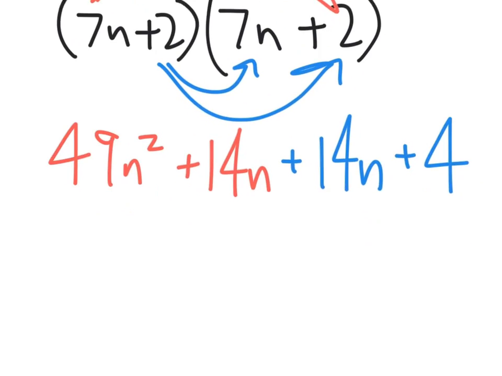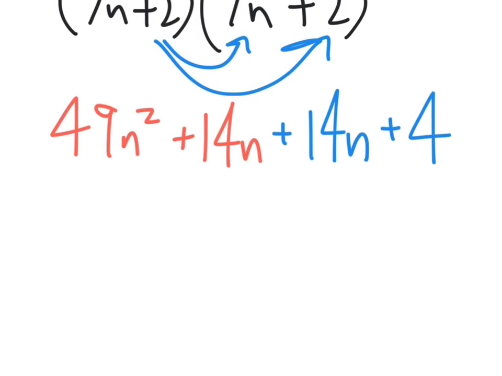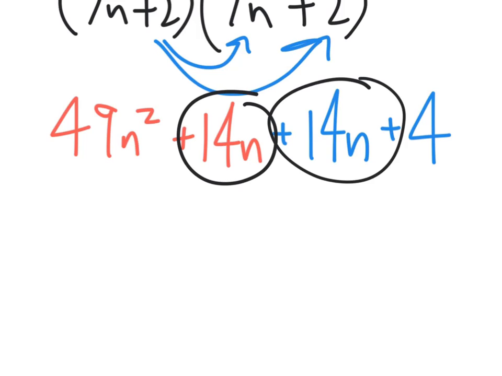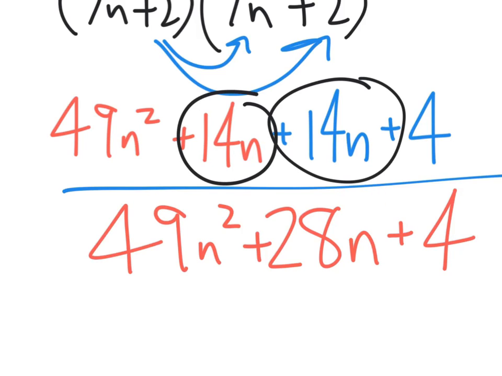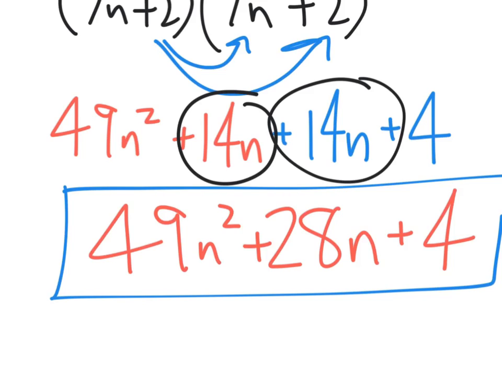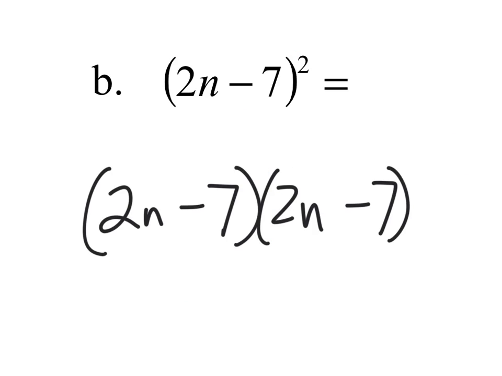Great. We're going to have to do a little bit of combining like terms, and I know that we can combine 14n and 14n, and so the answer is going to be 49n squared plus 28n plus 4. And that's it, ladies and gentlemen. Let's take a look at question B.